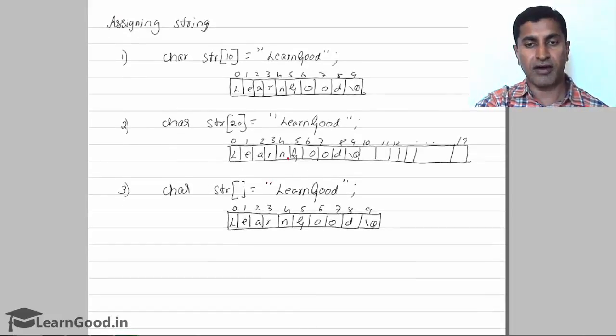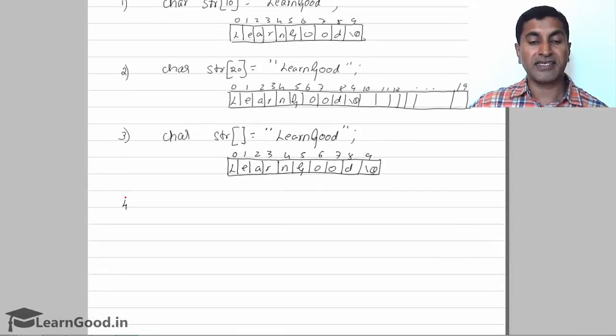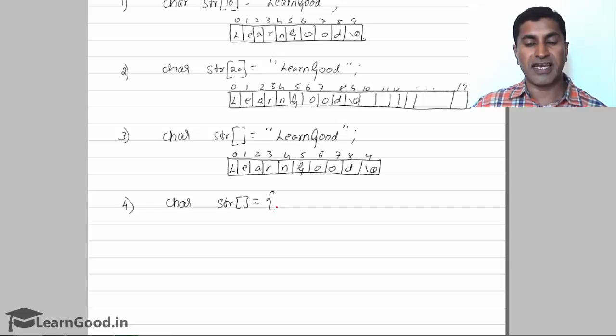Another way of assigning a string is character by character. That is, you can create a character array, which can be done like this. Str of, is equal to, so dynamically assigning an array is done by enclosing all the character data within curly braces. So you can store here 'L'. This is the first character which will get stored in the 0th location. Then the second character. So like this, character by character can be assigned.